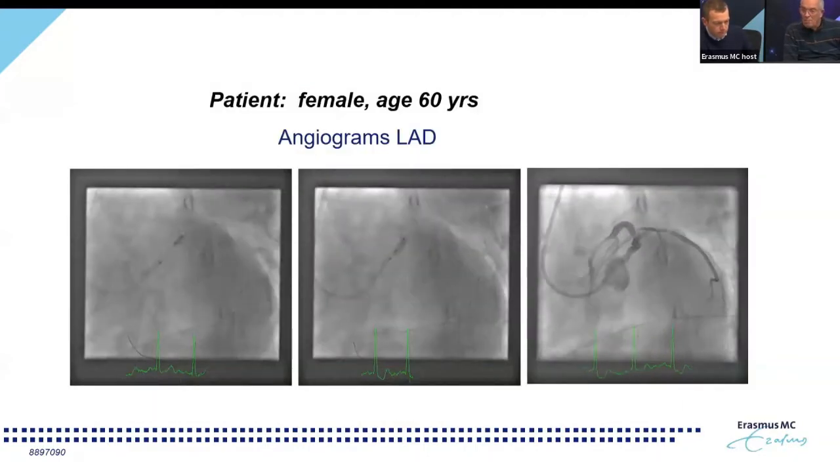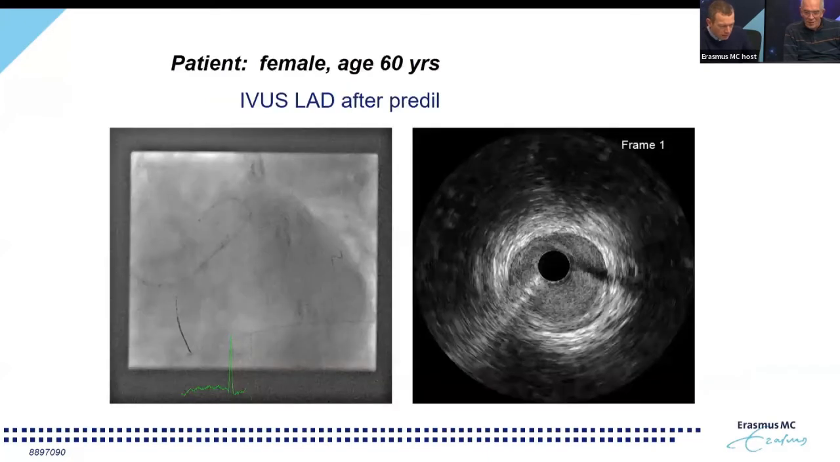So in this case, the operator rewired and did some ballooning, at least to restore the flow, which at that time happened. And then he did another pullback after the pre-dilatation, again to at least determine what segment would need to be stented.